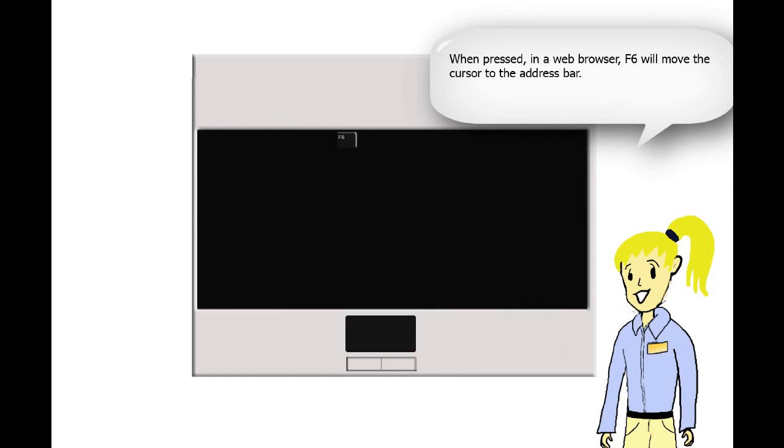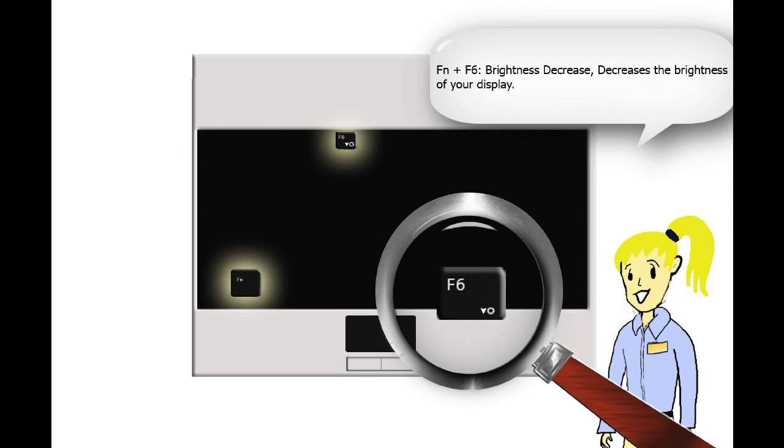F6. When pressed in a web browser, F6 will move the cursor to the address bar. Function plus F6, brightness decrease, decreases the brightness of your display.